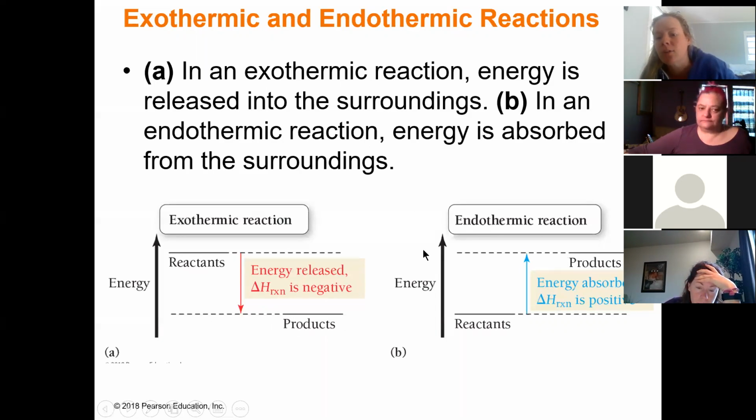In an endothermic reaction, the opposite is actually true. We've got our energy line here. Our reactants have a relatively low amount of energy and they eat up, or absorb, energy from the surroundings to give products with a higher energy. That's why your delta H of reaction in an endothermic reaction is positive, because what you're ending up with is more energetic. In an exothermic reaction, your sign is negative because you're ending up with less energy.